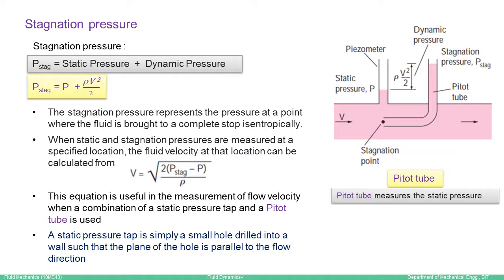From the continuity equation, Q is given by A into V. Our mass flow rate is given by rho into A into V. When the conditions are known for rho, A and V, you can find out the respective flow rates.